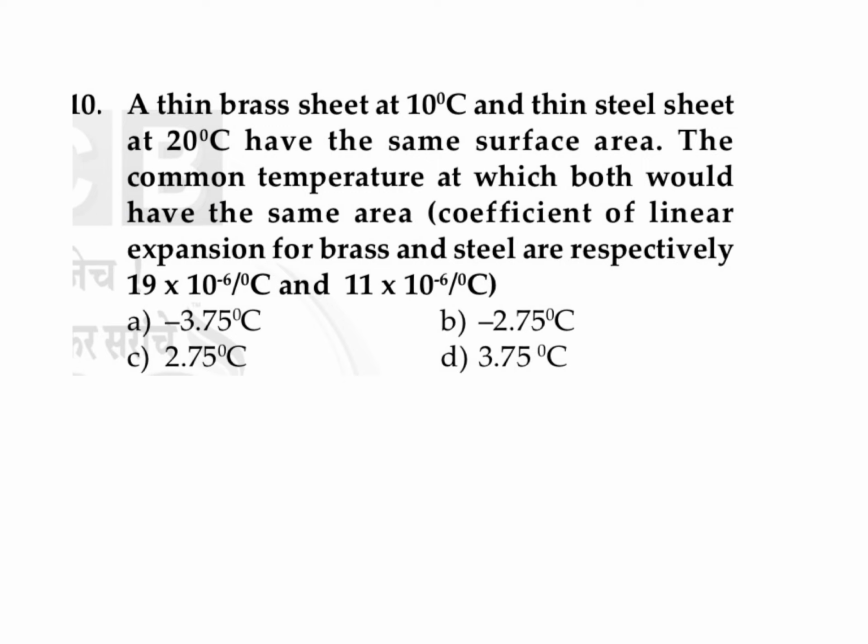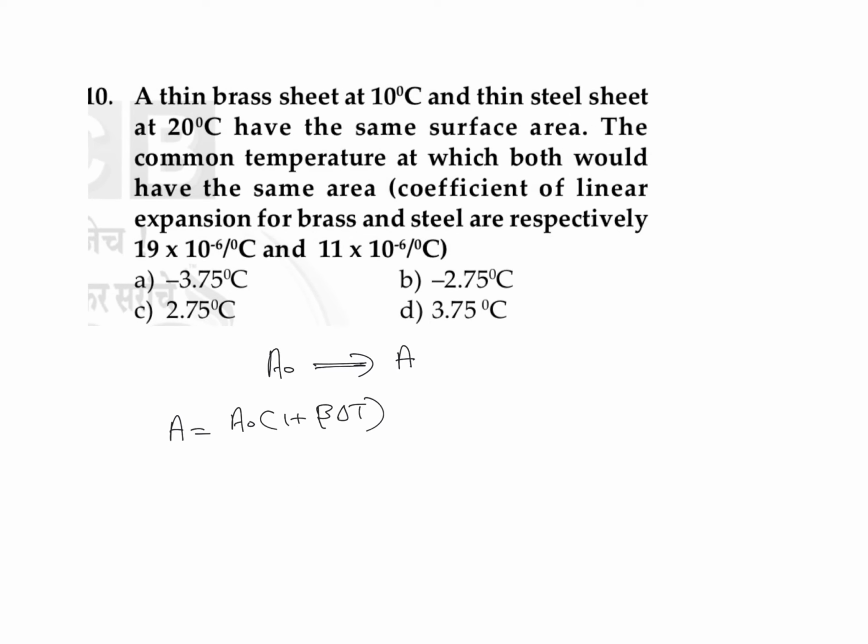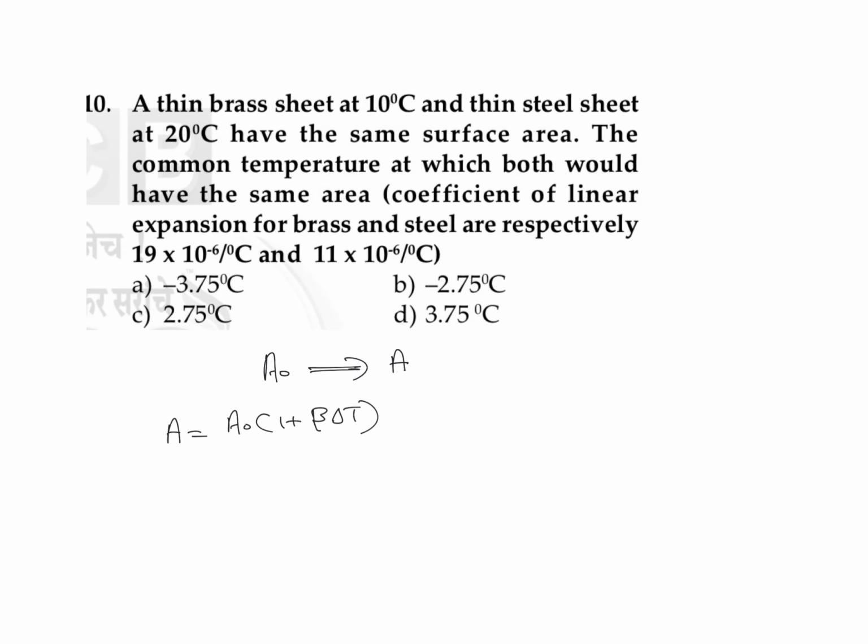Assume that the initial area was A naught. Now the area changes to, let's say, A. From the given options, we know that the temperature we are going to find is less than the given temperature. So we can write the area becomes equal to the initial area into 1 plus beta into delta T. We can write the same thing for brass as well as steel.